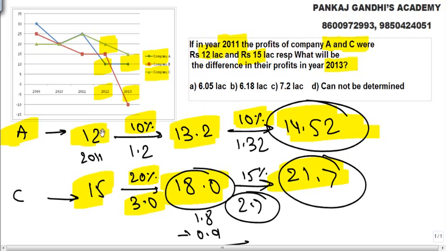I repeat what I said. A's profit, if in 11 was 12, increased by 10%. This is the profit in 2012. 12 to 13, in 13 A's profit increases again by the same percentage, it's not flat. Many of you get confused that it's a flat profit. No, percent: last year it increased by 10%, same percentage, the profit is not the same, the percentage increase is same. C started with 15, 20% gives 18, and then 15% of this.